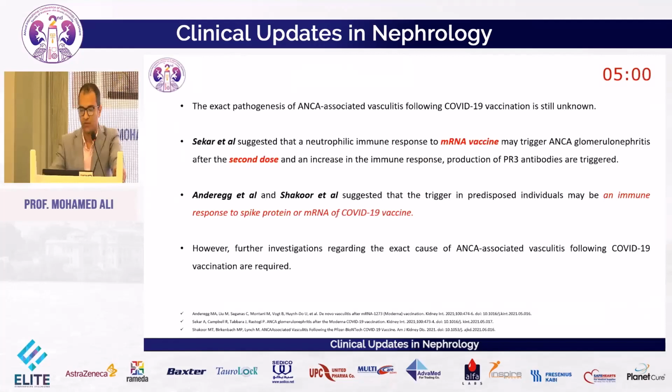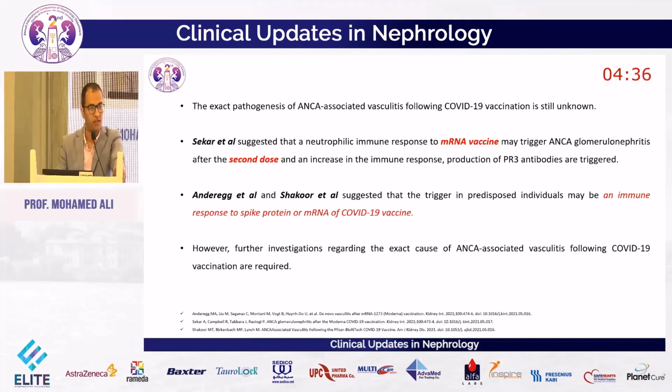Sekar et al. suggested a neutrophilic immune response to the mRNA vaccine that occurs after the second dose. Andrig and Shakor et al. suggested that the trigger in predisposed individuals may be an immune response to the spike protein or mRNA of the COVID vaccination. However, further investigation regarding the exact cause of ANCA-associated vasculitis following COVID-19 vaccination is required.